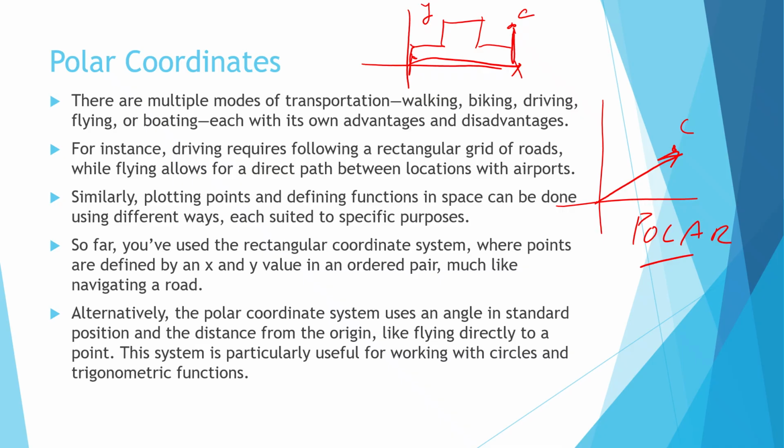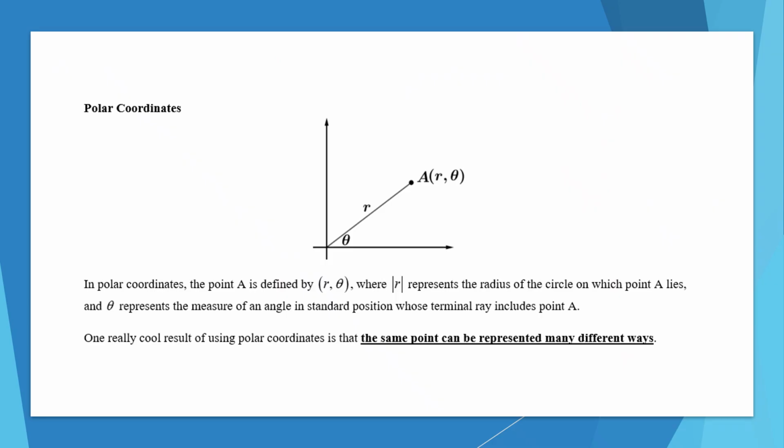All right, so plotting points and defining functions in space can be done using different ways, each with its own pros and cons. We've seen a rectangular coordinate system before, much like navigating a road, but today we're going to be flying directly to a point, very similar to airplanes. Polar coordinates will be used a lot in trig and working with circles and different things like that.